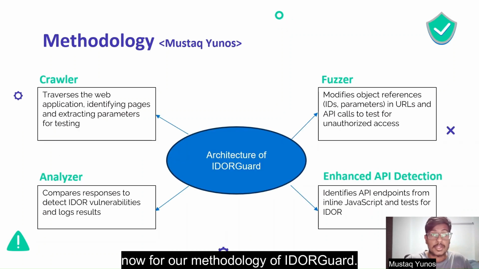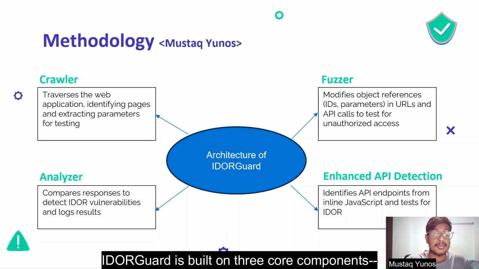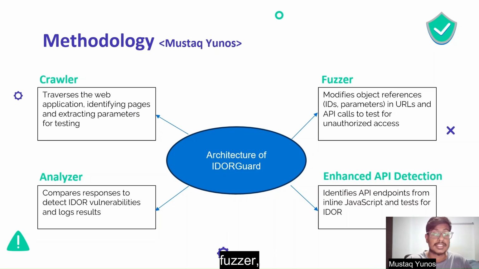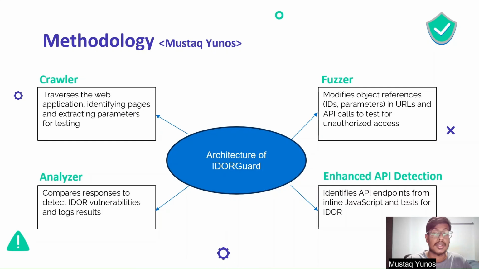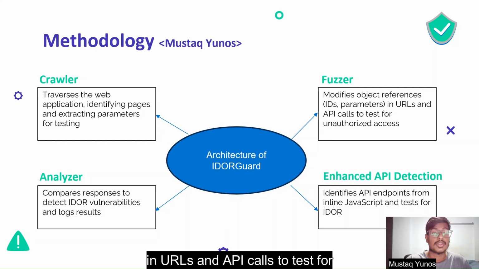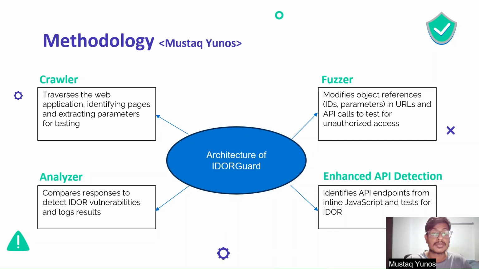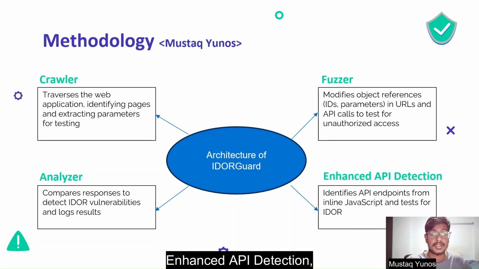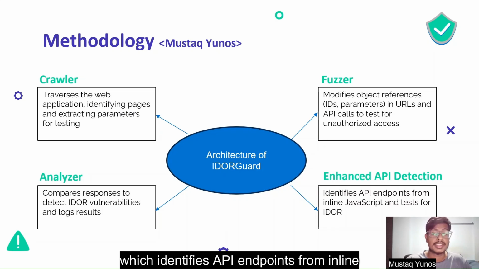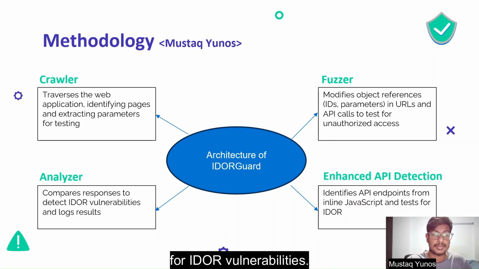So, now for our methodology of IDORGuard. IDORGuard is built on three core components: the crawler, fuzzer, and analyzer. The crawler traverses the web application to identify endpoints and extract parameters for testing, while our fuzzer systematically modifies object references in URLs and API calls to test for unauthorized access, while our analyzer compares server responses to detect access control failures and logs the findings. One of our key improvements over existing tools is our enhanced API detection, which identifies API endpoints from inline JavaScript and tests them for IDOR vulnerabilities.